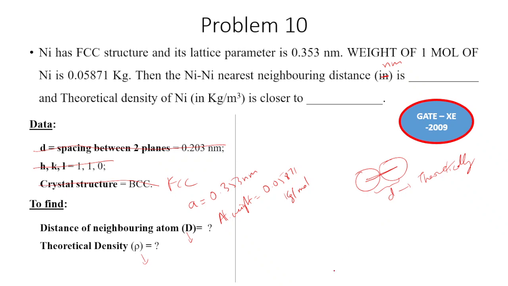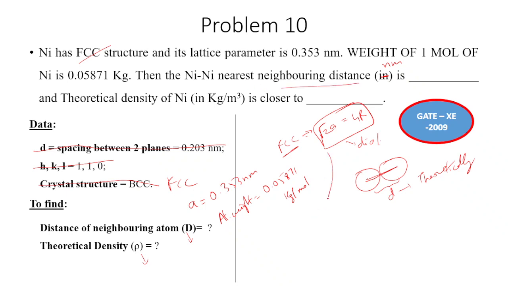Okay. So, here what is given? FCC is given. So, we also know that for FCC, root 2a is equal to 4r. We just discussed in the previous problem, right? This is the common method of finding the radius, because what we have to do is find the value of the diameter, and that diameter will correspond to the nearest neighboring distance.